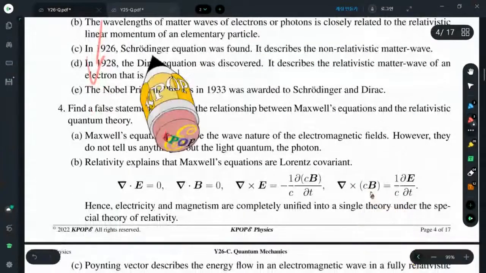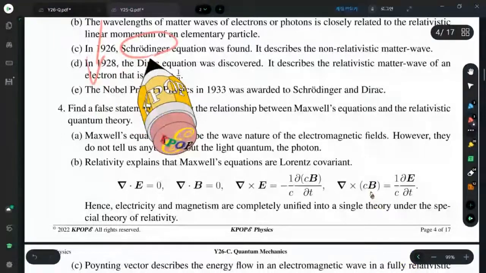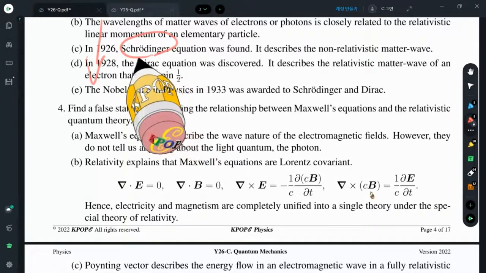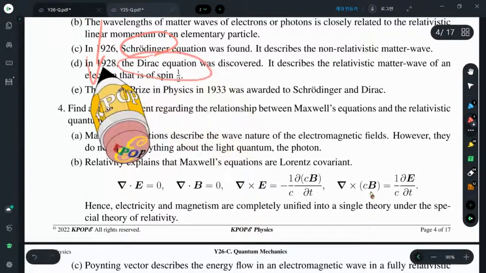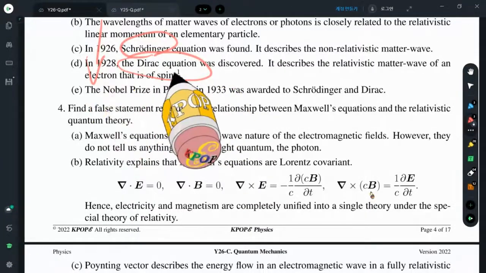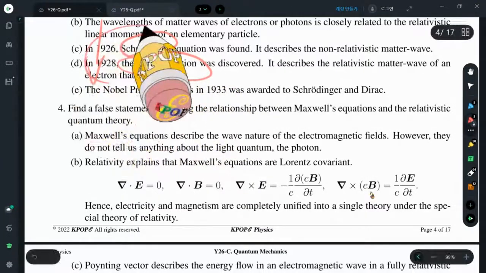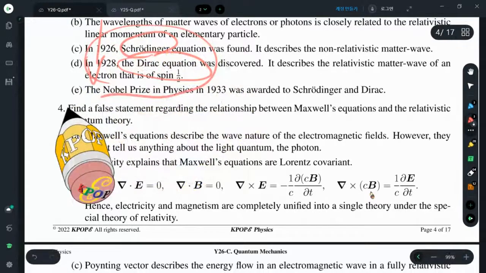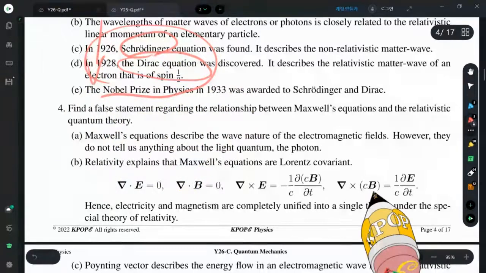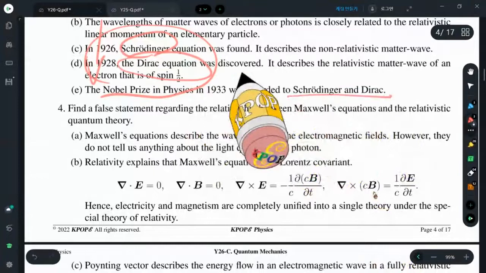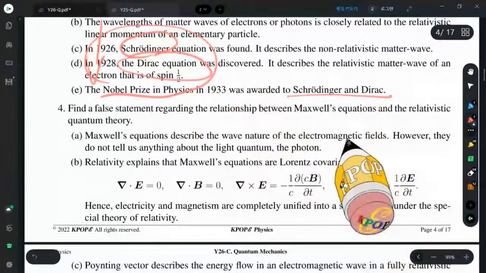We will learn a little bit about the Schrodinger equation, that is the wave equation for the matter wave. However, a relativistic version of the wave equation was developed at the same time. And both of them received the Nobel Prize at the same time.